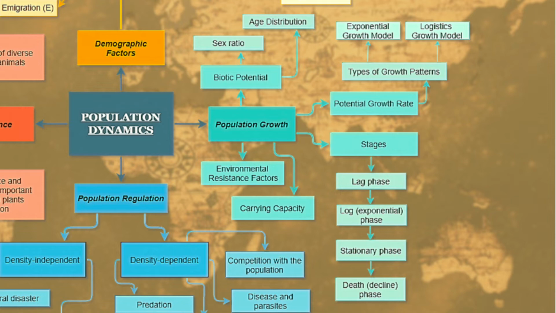Moving on to the third subtopic, which is the stages, the lag phase or the first stage is when the population size is small and resources are abundant. The log or exponential phase is the rapid growth and fast resource utilization. Next is the stationary phase, wherein there is zero population growth and carrying capacity is reached. Lastly, the death or decline phase is when the population has exceeded carrying capacity.